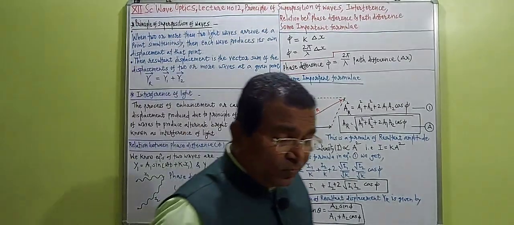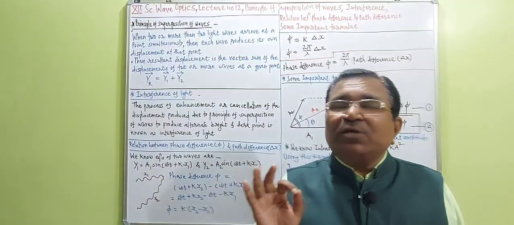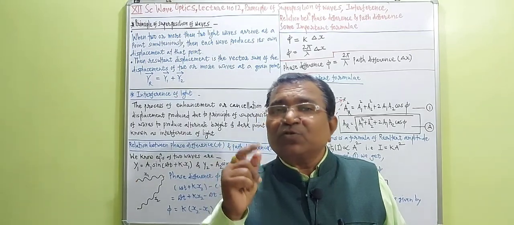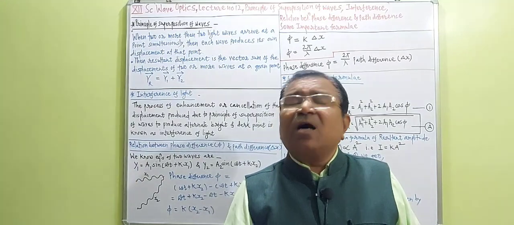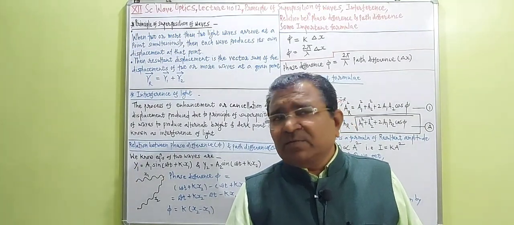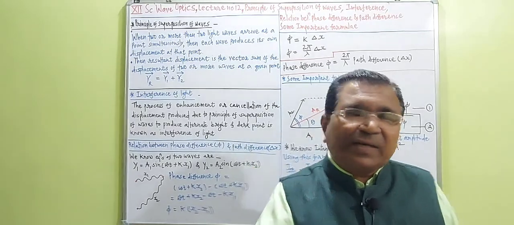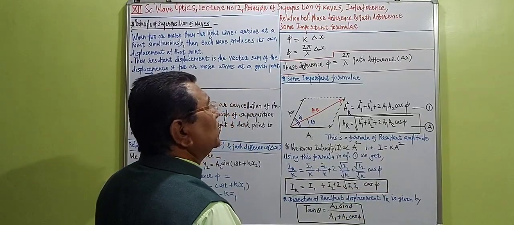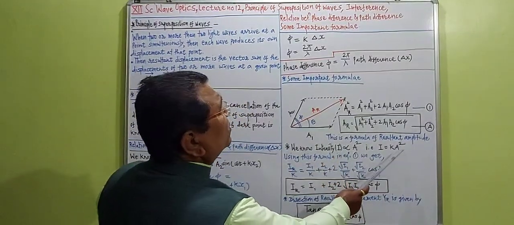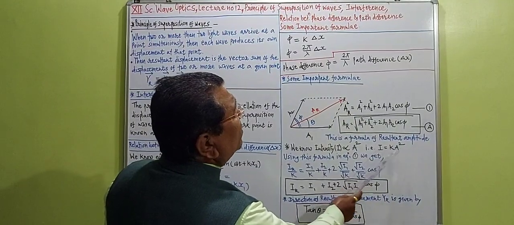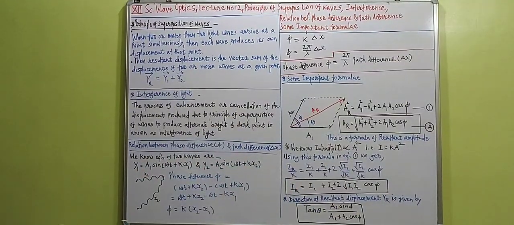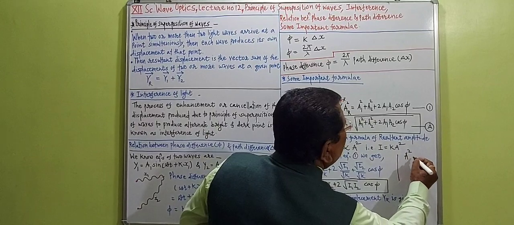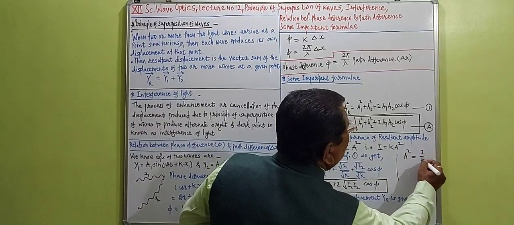Then we know another important statement: the intensity of each wave is directly proportional to the square of the amplitude. I is directly proportional to A square, or we can write I is equal to K A square, where K is the proportionality constant. See here, by making use of this equation, what is A square? A square is equal to I upon K.